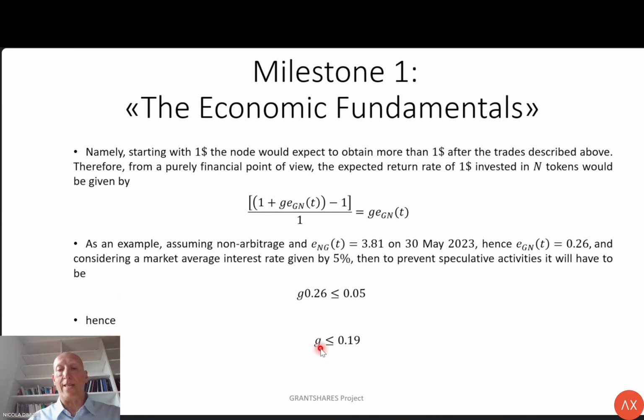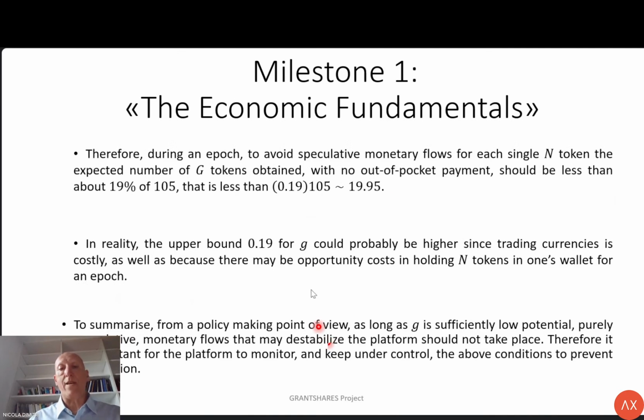The concept says that the expected number of gas tokens, G, should not be too high with this operation, in order for this speculative activity to be, so to speak, prevented. Namely, an investor should not get more than 90.95 with these numbers, gas tokens over an epoch, okay? In order to find it inconvenient to do all these trades to speculate on the initial investment.